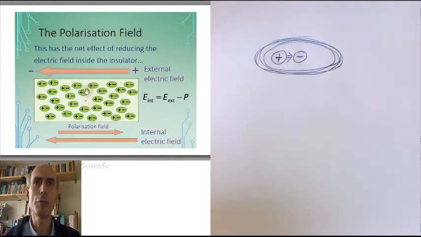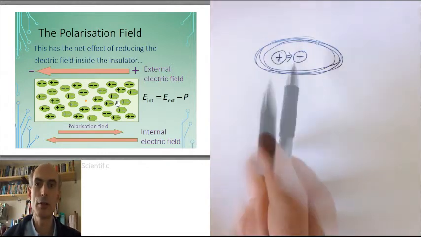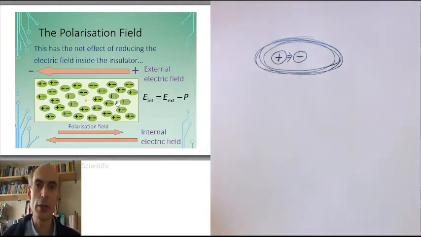The sum of all of these little dipole fields is called the polarization field, and it acts to reduce the electric field actually inside the material. So we have an internal electric field here, which is in the same direction as the externally applied electric field, but is smaller in magnitude. It has been reduced by the effect of the insulator and all these little dipoles within it. And that turns out to be very interesting if we're designing capacitors.